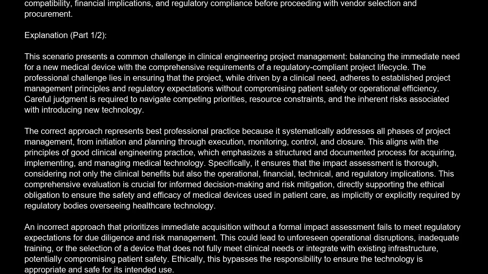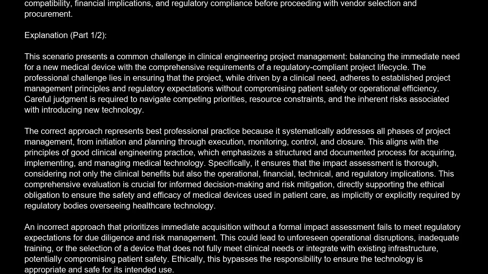Explanation. This scenario presents a common challenge in clinical engineering project management, balancing the immediate need for a new medical device with the comprehensive requirements of a regulatory-compliant project lifecycle. The professional challenge lies in ensuring that the project, while driven by a clinical need, adheres to established project management principles and regulatory expectations without compromising patient safety or operational efficiency. Careful judgment is required to navigate competing priorities, resource constraints, and the inherent risks associated with introducing new technology.